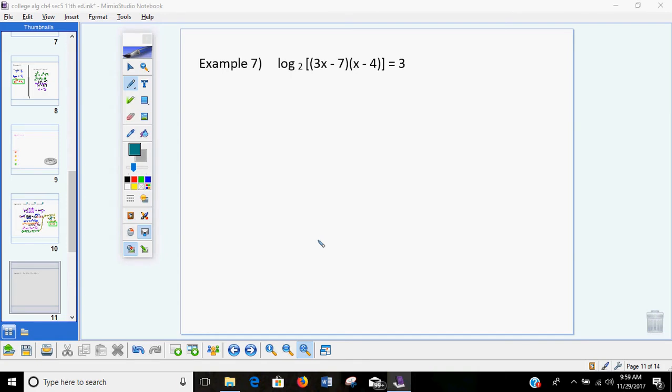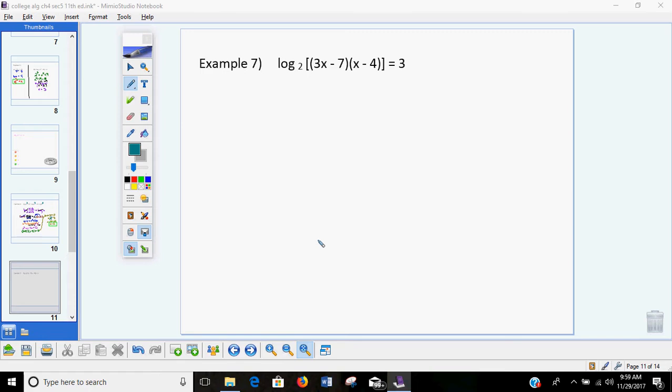Example 7 is another one that has a log on one side but not the other. So remember the hint on this one said to simplify each side and then change it to exponential form. There aren't two logs on one side. It's as simple as it can get. We have the log by itself. So I'm going to change it to exponential form.